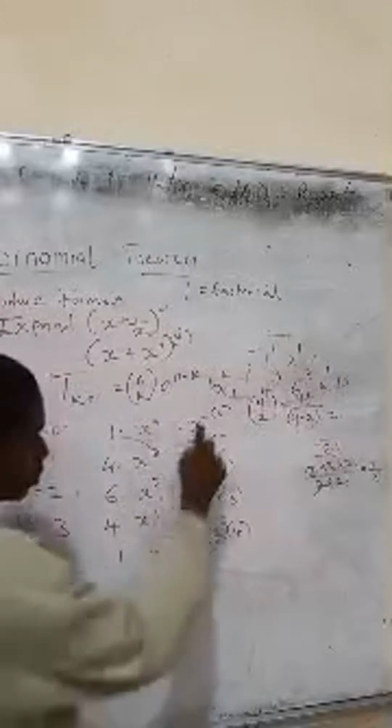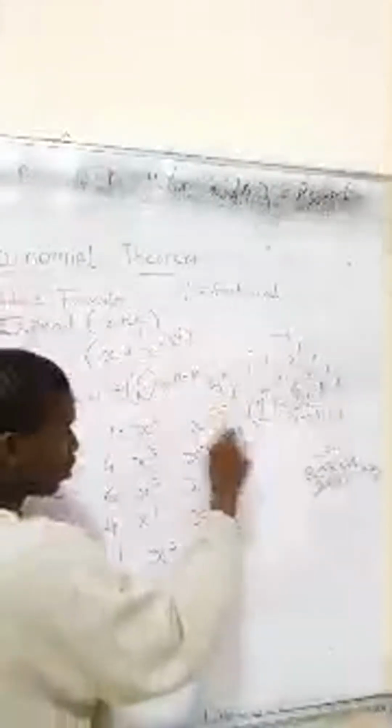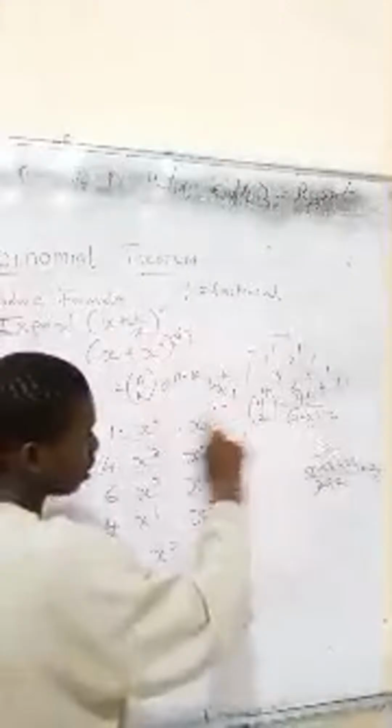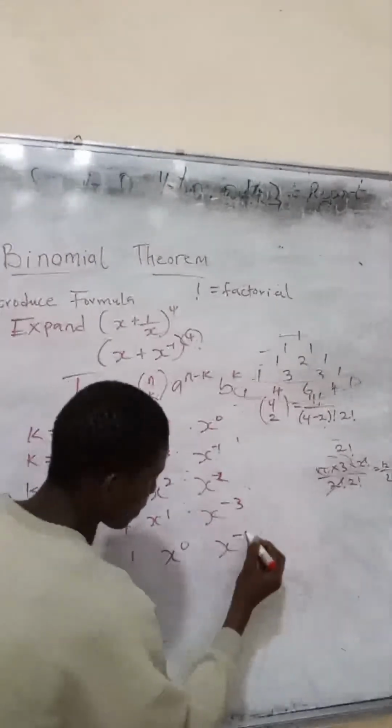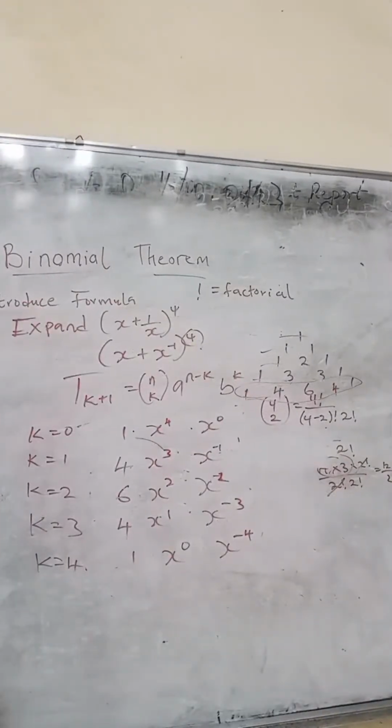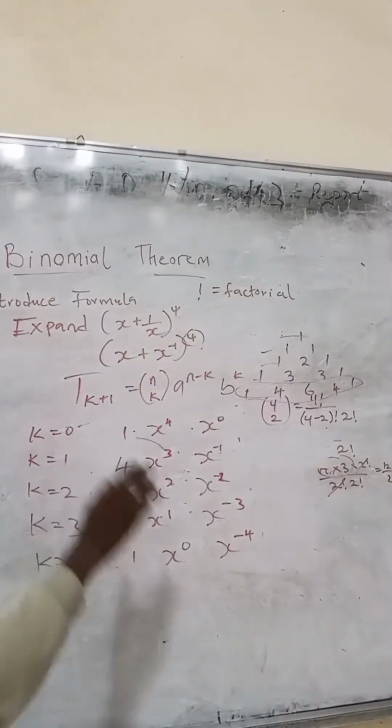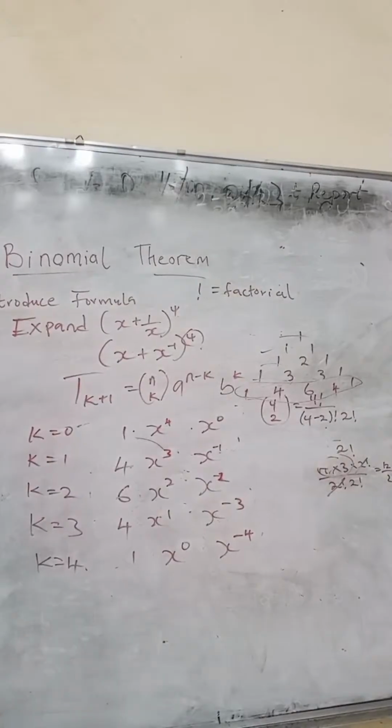So let's continue. So this time, this is going to give me what? X to the power of what? Minus 1 times 0 is going to give me 0. Minus 1 times 1 is still going to be my minus 1. Minus 1 times 2 is going to be my minus 2. And minus 4. You understand? So we are getting the value of all this. So let's just multiply and see what we get.